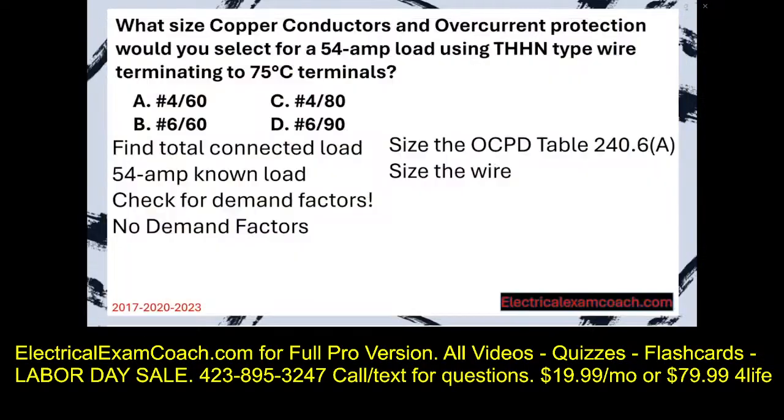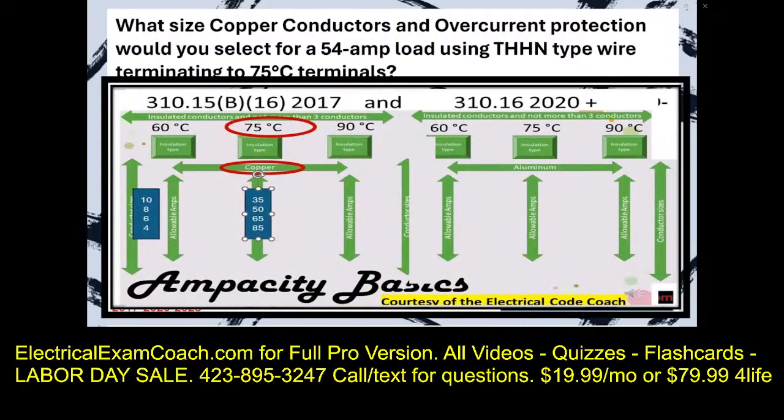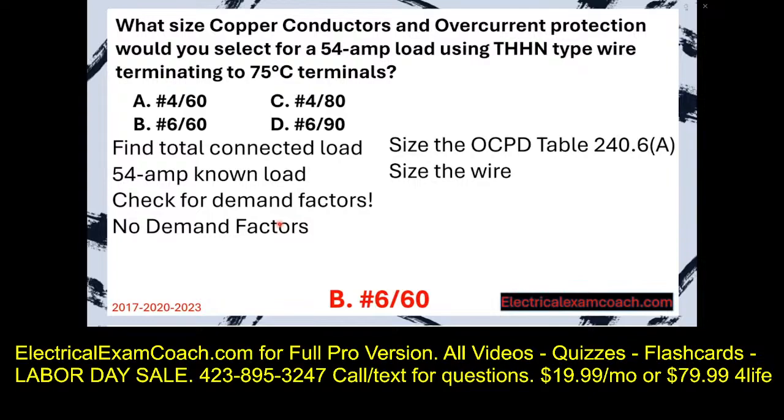Now, let's head and size the wire. For that, we're going to head to our primary ampacity table. We're going to start on the left-hand side and make sure that we're on the copper side because our question asks for copper. And we're in the 75 degree C column in this case. We're going to slide down and find a wire that covers the known load of 54 amps. And we're going to select a 6 gauge wire on a 60 amp overcurrent device.